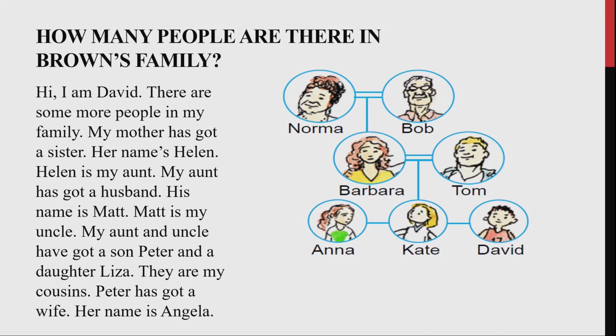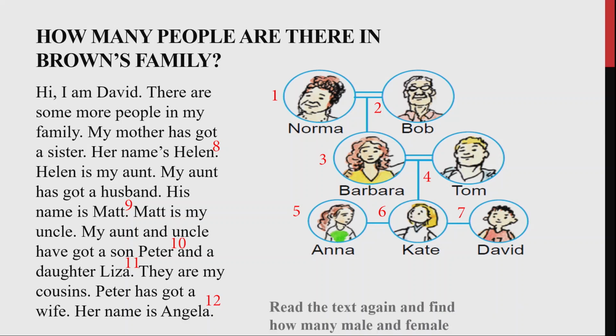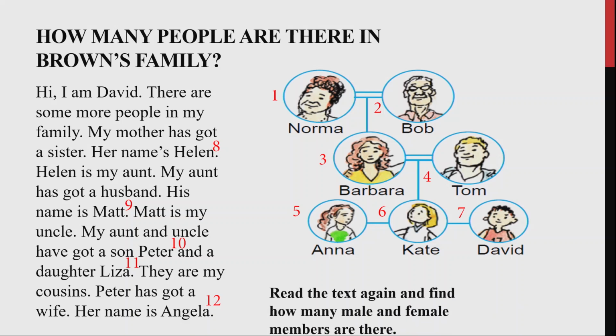Now find how many people are there in Brown's family. Yes, there are 12 people in Brown's family. Now let's read the text again and find how many male and female members are there. There are 12 people in Brown's family, and there are 5 male and 7 female members.